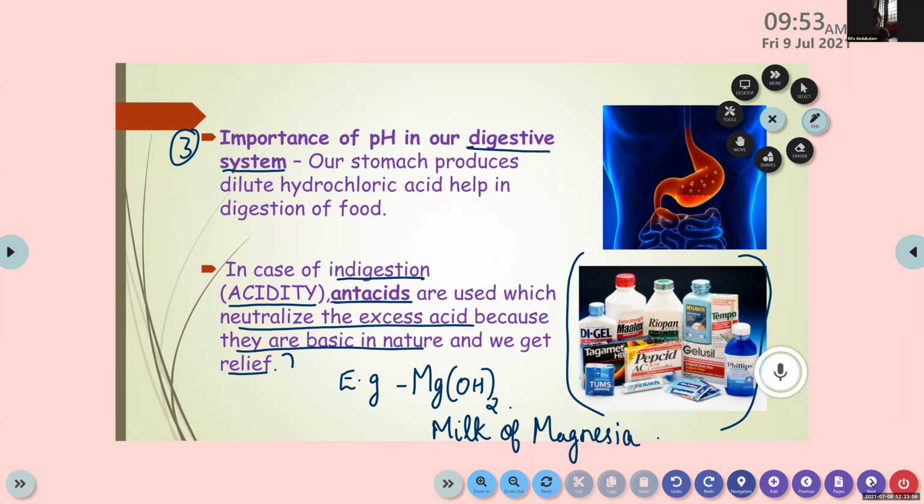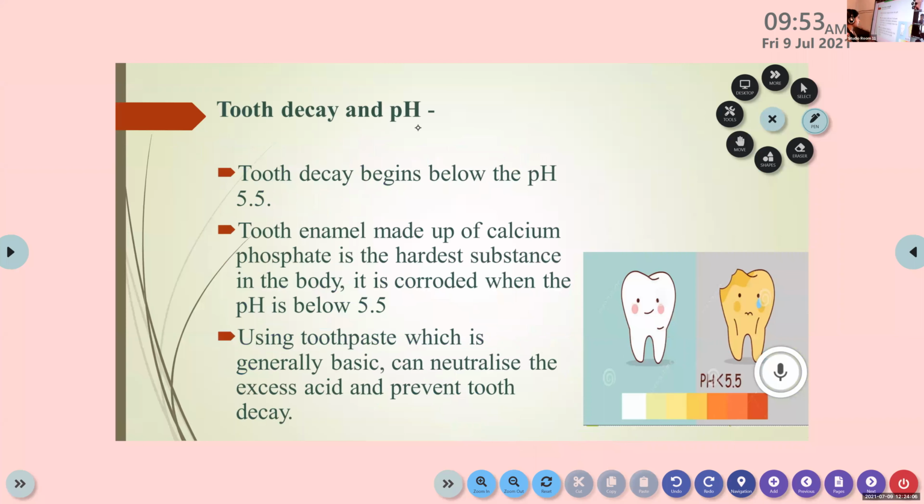Okay, the next one, tooth decay and pH. How is tooth decay related to pH value? Tooth decay begins below pH 5.5. When the pH value of our mouth reaches below 5.5, tooth decay begins. We know that our tooth's outer coating is known as enamel, right? This enamel is made up of calcium phosphate, and it is one of the hardest substances in the body.